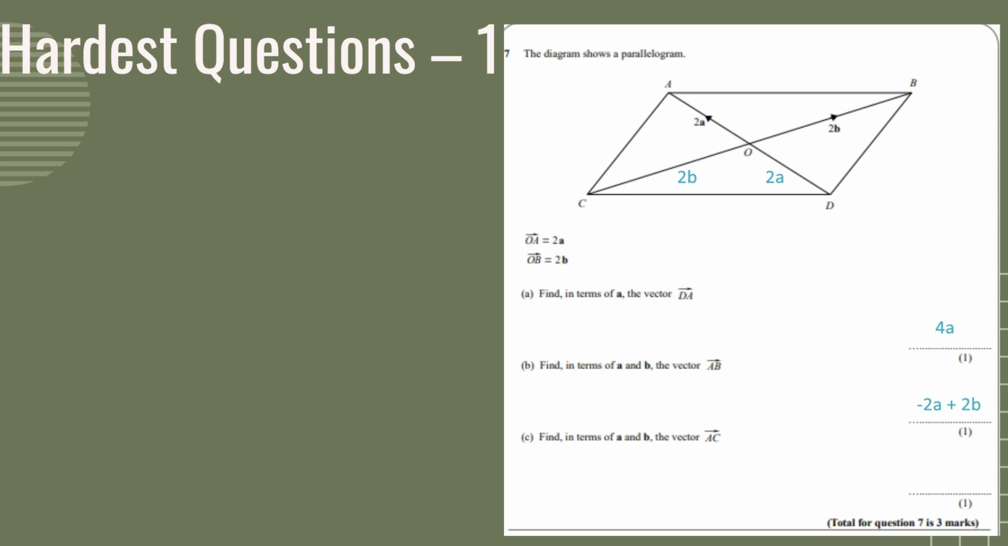Then for part C, we're asked to find, in terms of a and b, the vector of AC. So here, we're going to have to go the opposite way of 2a again to get to O, and then go the opposite way of O to C. Because C to O, we know is 2b, so O to C is minus 2b. So the vector for AC is minus 2a minus 2b.